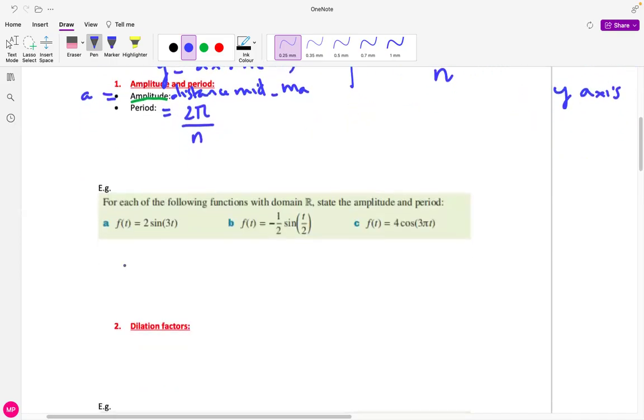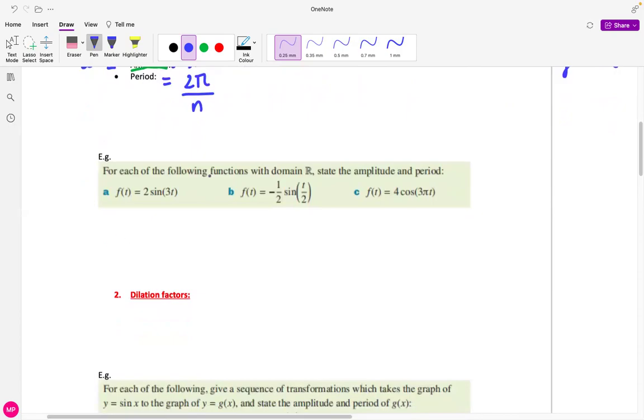Here we do have an example. Find the amplitude and the period. We can see the number in front of the equation, that's the amplitude, so a equals 2. The period will be 2 pi over n, which is 2 pi over 3.